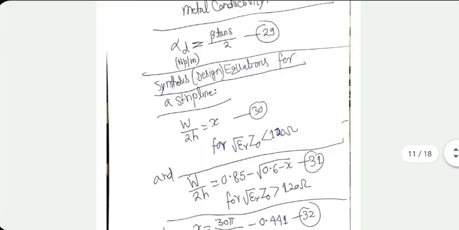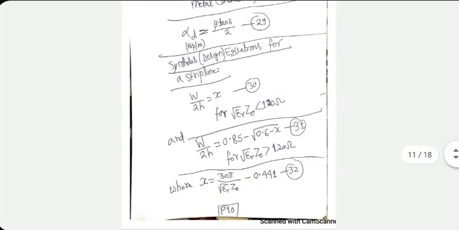Synthesis. That means you want to figure out the W value for a given Z naught, and epsilon R and H are given to you. The formulas to use are two different formulas, depending on whether W by 2H, depending on whether square root of epsilon R times Z naught is less than 120 ohm or more than 120 ohm. Different formulas will apply. This is what Harold Wheeler showed. X is a local parameter which is given by 30 pi divided by square root of epsilon R Z naught, and the entire thing minus 0.441.